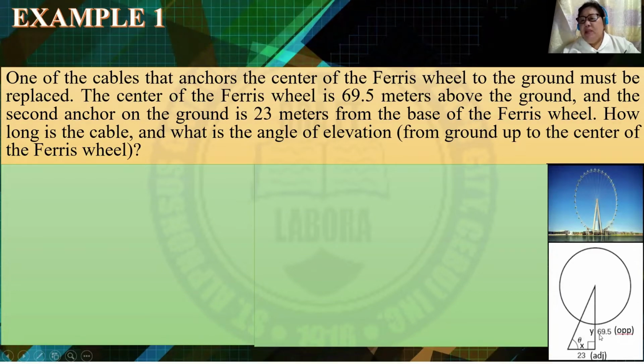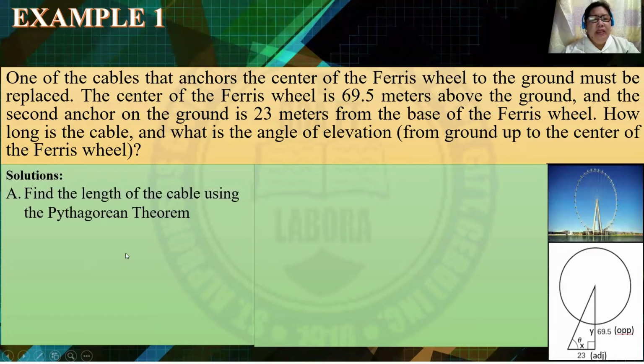So this is an image of a Ferris wheel, and this side, we consider this as the y, which is equivalent to 69.5 meters. And this is the opposite side of the given angle. And this is the base now, 23. We label this as x. This is the adjacent side of the angle. So for the solutions, first, find the length of the cable using the Pythagorean theorem, or we call this also as the equation of the circle.